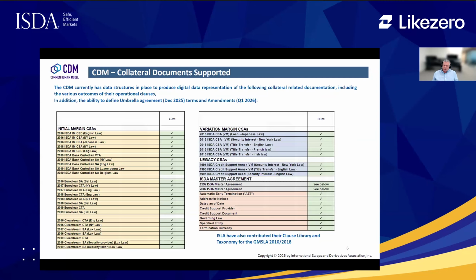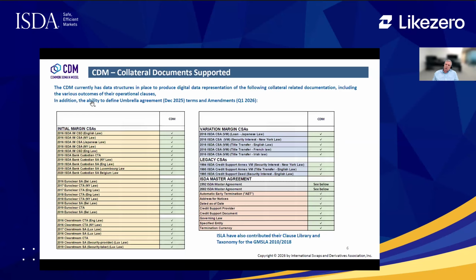The coverage, as you can see, is many different CSA versions, initial margin, variation margin, and legacy, and also clauses of the master agreements, covering many different publications, different jurisdictions, and those jointly published with custodians, Euroclear and Clearstream. Also, ISLA has contributed their clause library and taxonomy for the parts of the GMSLA, the different versions as well.